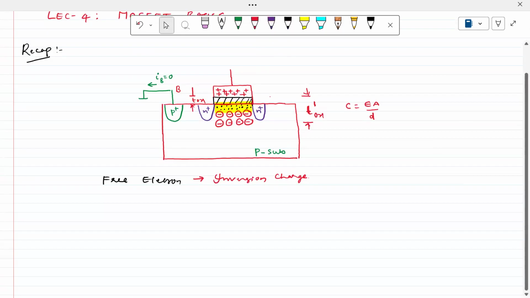Since we are applying the potential on top of the plate, this is called the gate. Definitely this is a plate and this is also another plate. Do we see any kind of current flow through the MOS capacitor from top to bottom? Is there any current flow in this direction? Definitely no, no current will flow.